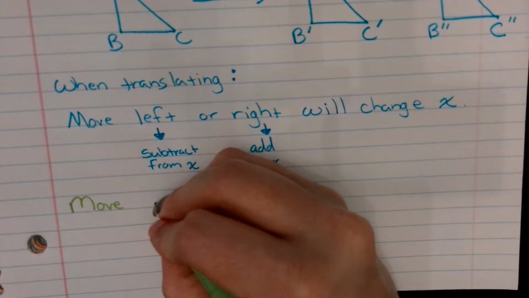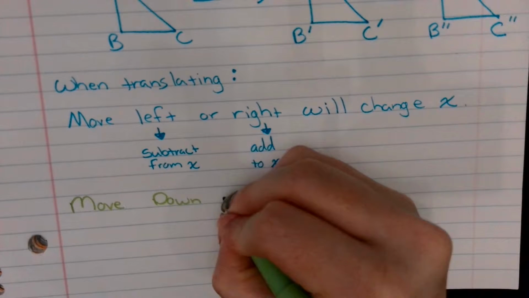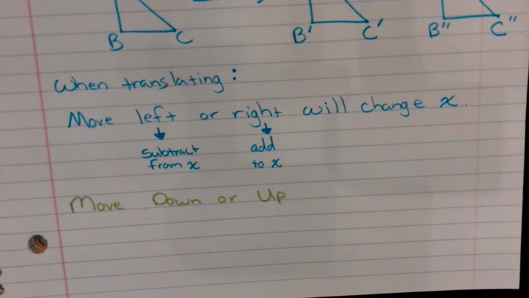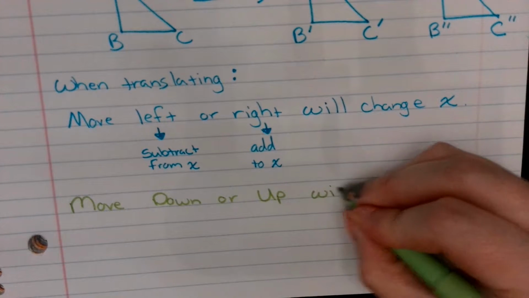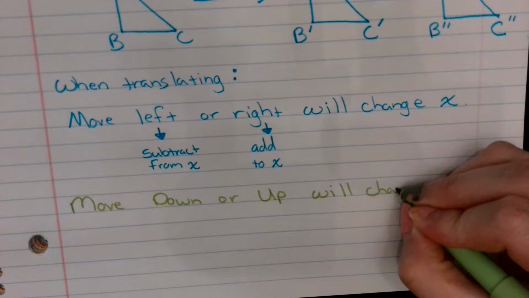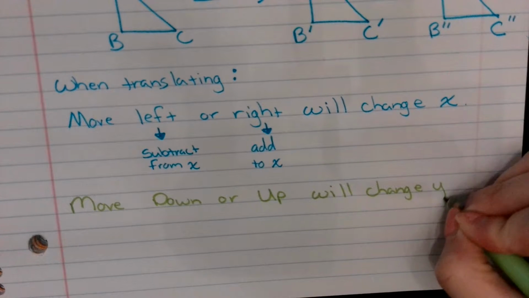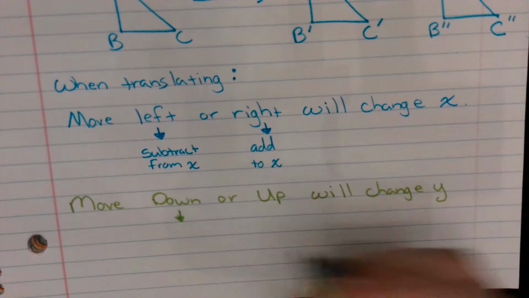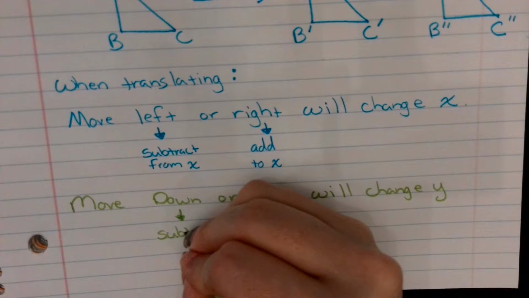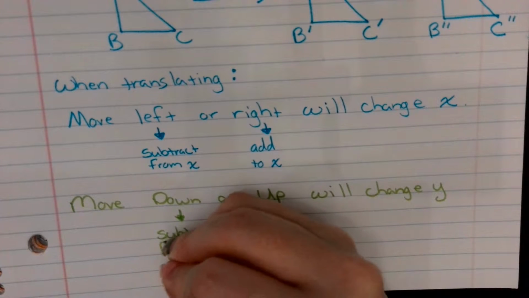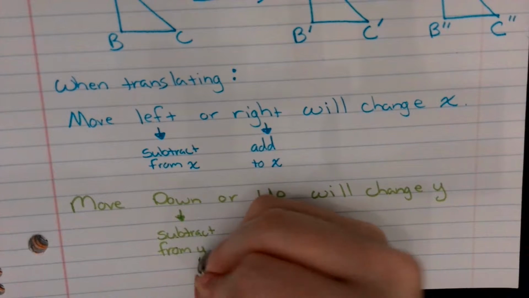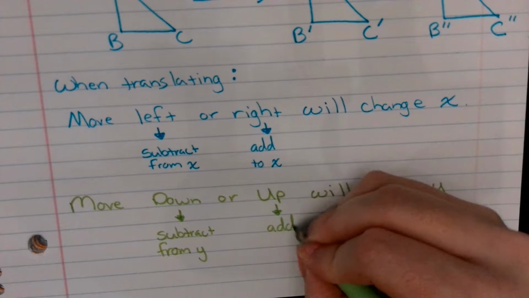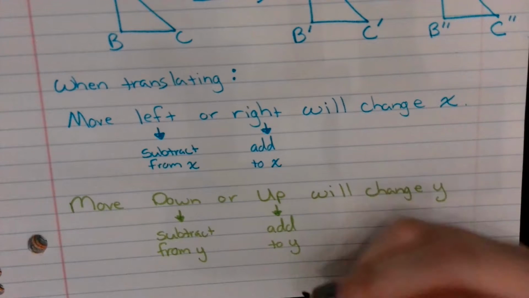Now, obviously, like I said before, you can move up and down as well. So if you move down or if you move up, that's going to have an effect on your Y. So this will change your Y. Moving down is also going to be subtraction, so you would subtract from Y. And if you move up, that's going to be addition, so you would add to the Y.